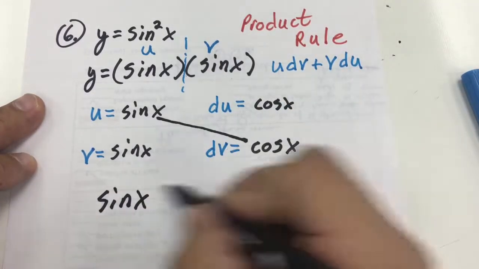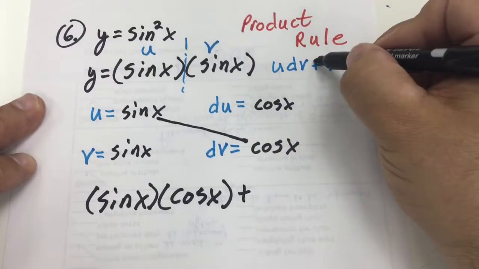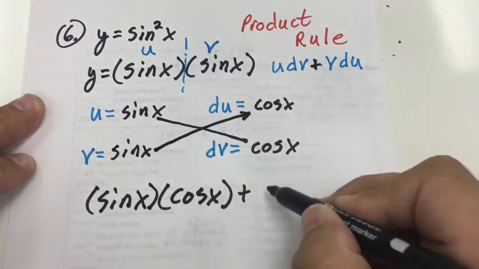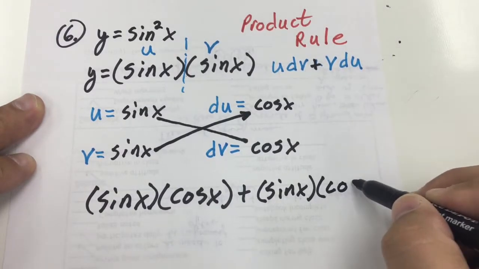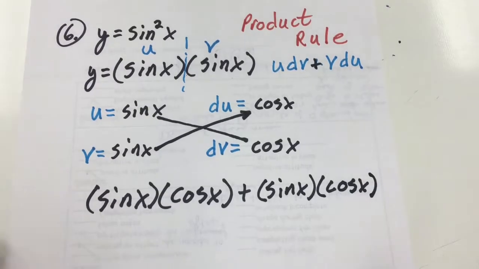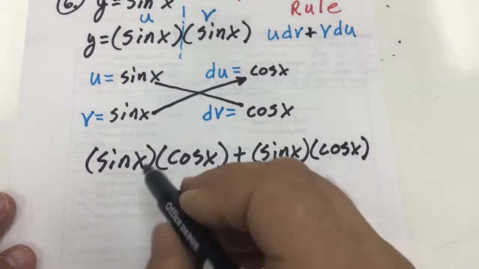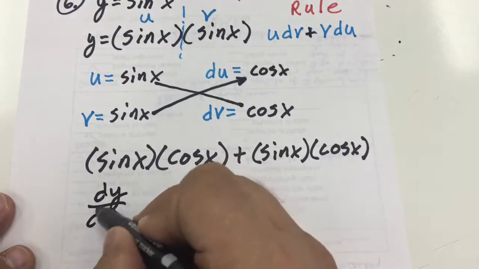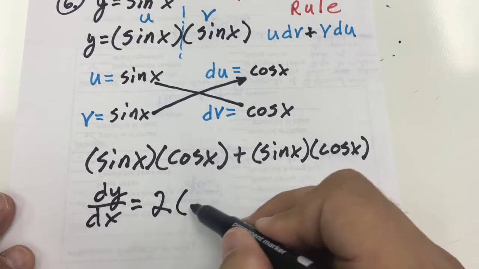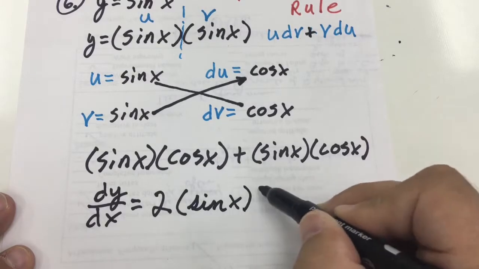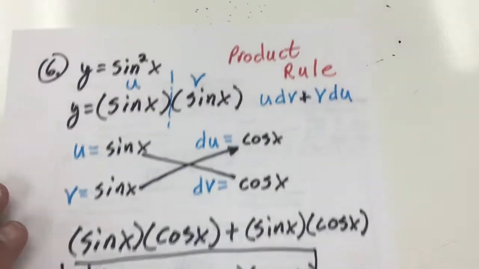Sine x times cosine x plus v du. That's going to give me sine x times cosine x. And since I have two of the same terms, like terms, I'm going to combine like terms. That should give me dy dx, the derivative, equals 2 sine x cosine x. And that's my final answer, using the product rule.